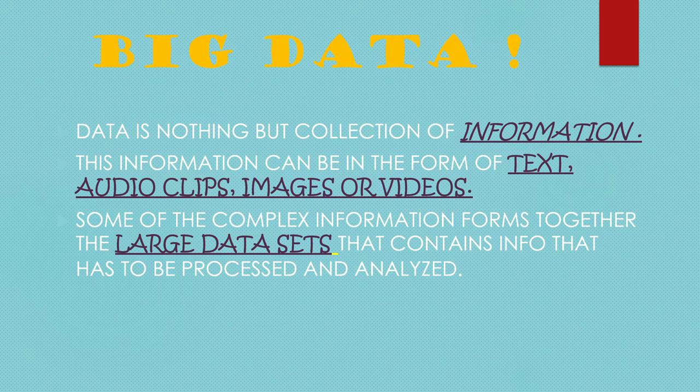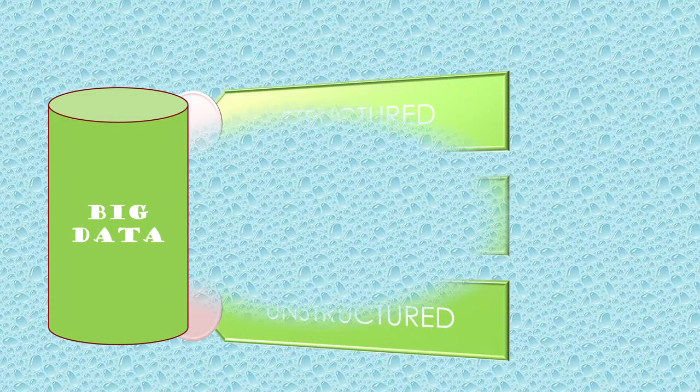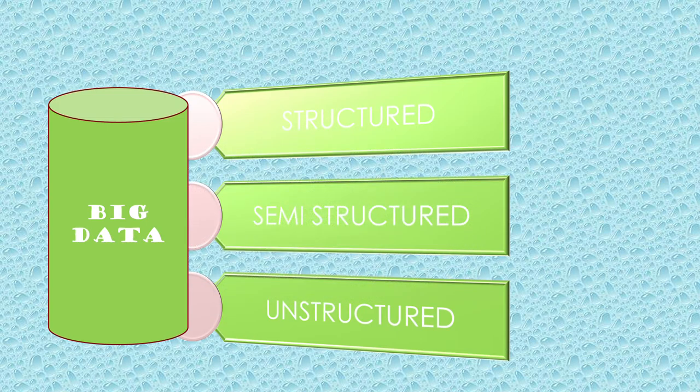Big data is classified into three categories. They are structured, semi-structured, and unstructured. If you want to know about semi-structured as well, continue to follow my videos in the future. First, we will briefly cover the structured data.